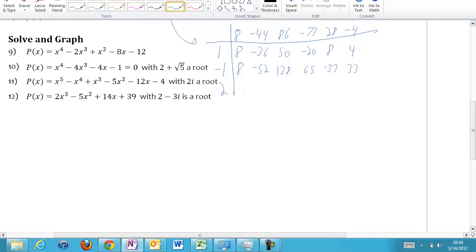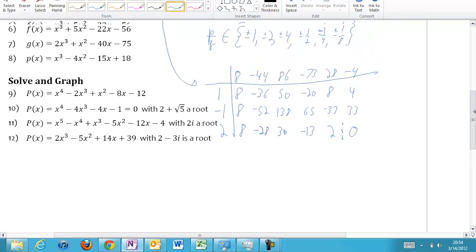Continuing, let's try 2. If we start with 8, 2 times 8 is 16. 16 plus negative 44 is negative 28. Then we have negative 56 plus 86 is 30. Then we have 60, that's negative 13, times 2 is negative 26, so that's 2. And we got 0.